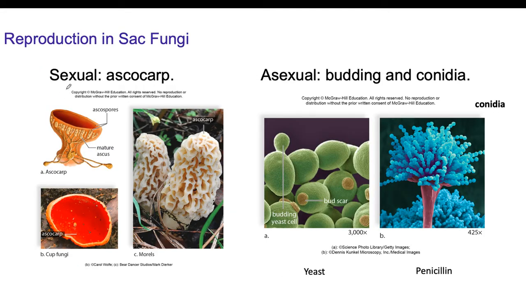So this is an example of different types of these sac fungi. This is the ascocarp here. It looks kind of like an upside down bowl. You can also see it here. And this is a morel. The morel really looks more like a sponge, but it's still called an ascocarp. So this is what you're looking for in the woods of Alabama and Tennessee this time of year.